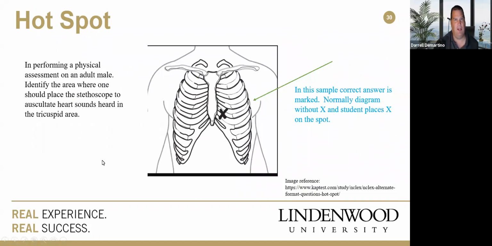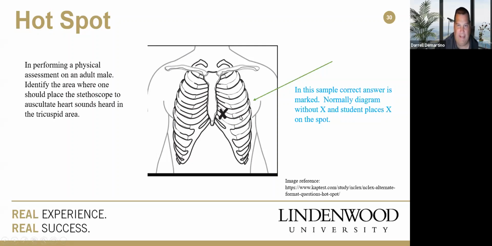All right. So let's take a quick look at an example. Here's the question. In performing a physical assessment on an adult male, identify the area where one should place a stethoscope to auscultate heart sounds of the tricuspid area. In this case, they would have a cursor. The X is already marked here as the correct answer because I've taken a screenshot with the correct answers, but they could put an X wherever and have a cursor and they can click. And then defined on the answer key would be a little region here that would be considered valid.